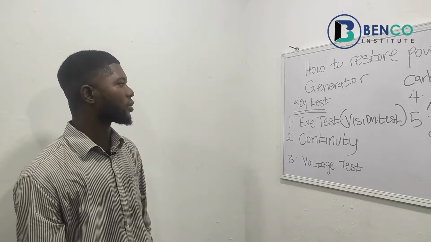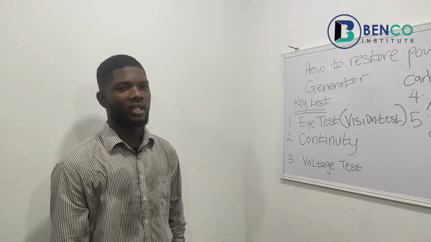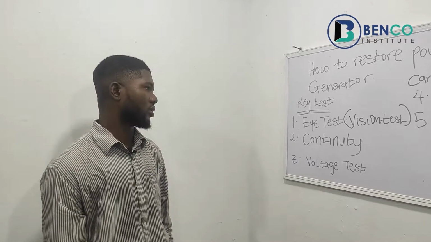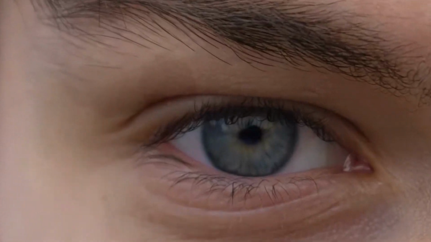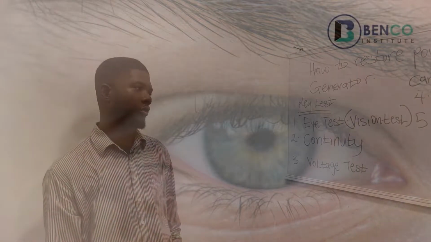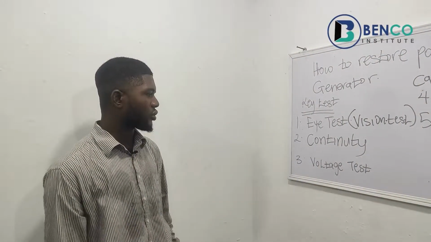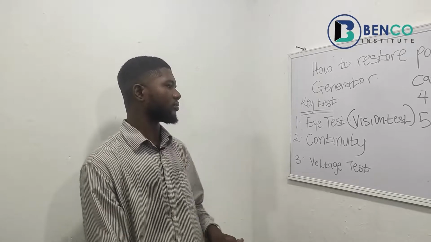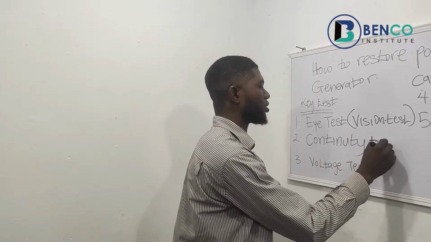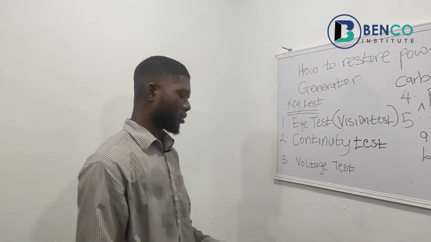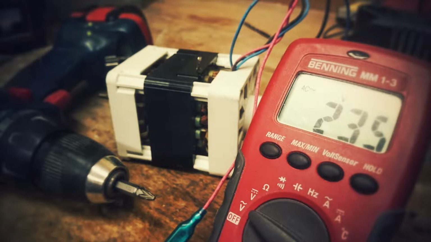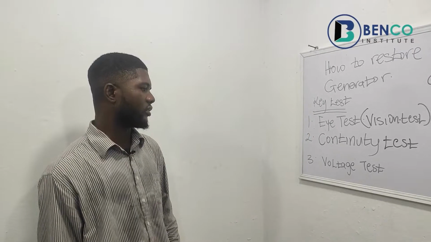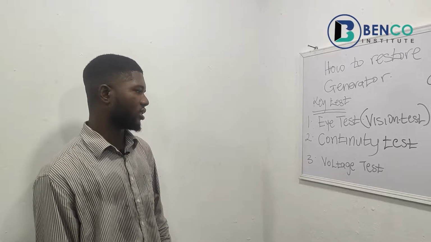To restore power output in a generator, there are some very key tests one needs to carry out. One of them is the eye test or the vision test. This involves scanning your generator for possible faults. Number two is the continuity test. This test involves using your multimeter to check for discontinuity. Well, we'll delve very deep into that when we touch a generator.